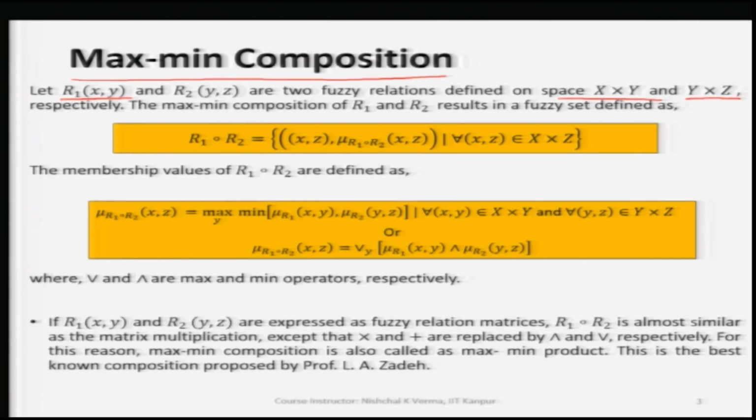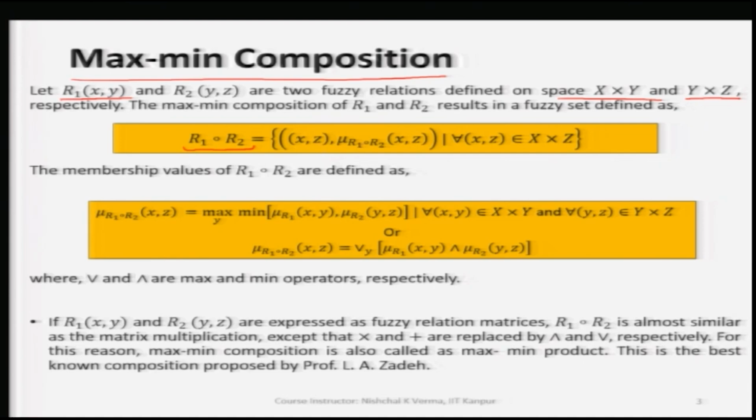So, the max min composition of R1 and R2 will result in a new fuzzy set, which is defined by R1 O R2. What is this O? O is the composition operation. So, R1 O R2 means the composition operation on R1 and R2.